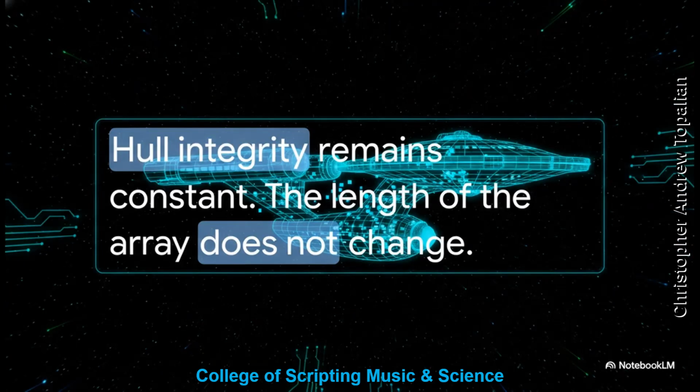And here's a really crucial point. No matter how much you shuffle the contents around, the size of your data structure stays exactly the same. The array's length doesn't grow, it doesn't shrink, its whole integrity, you could say, is preserved. You're just rearranging all the components inside.